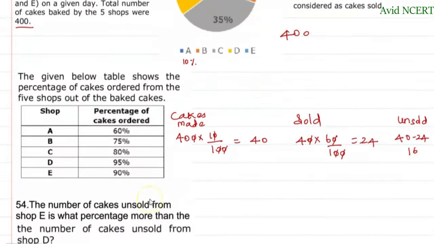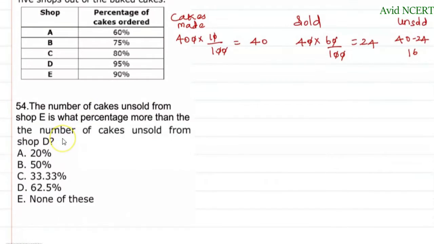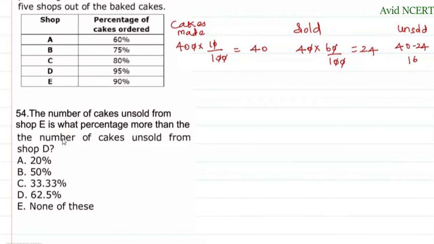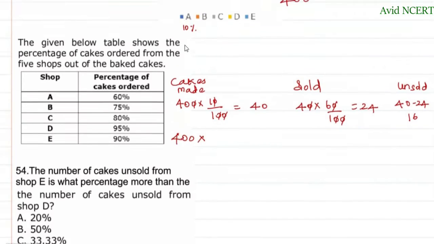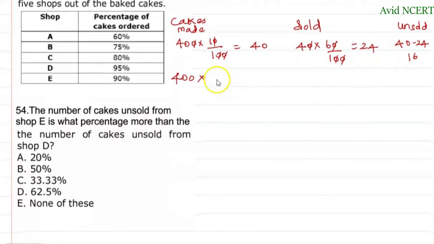Let's find this data for the rest of the shops before solving this problem. Now for B, first let's find the number of cakes they made, which is 400 times 20 by 100. The zeros get cancelled, which is 40 times 2, which is 80. The number of cakes made by shop B is 80. The percentage of cakes ordered from shop B is 75%, so out of these 80 cakes, 75% were sold.